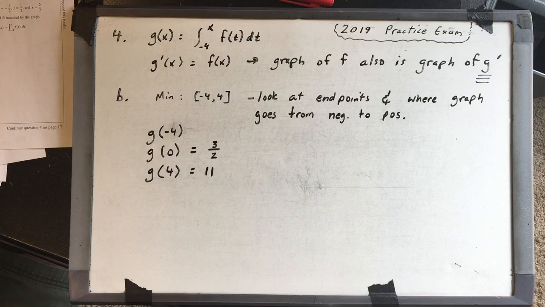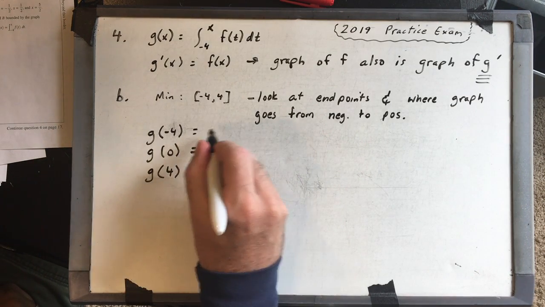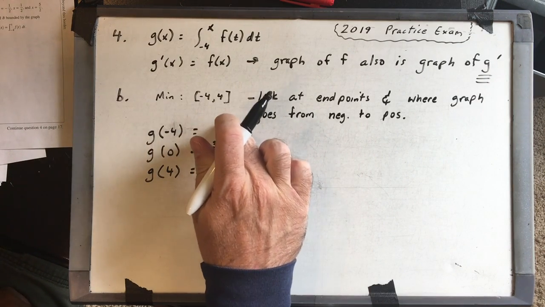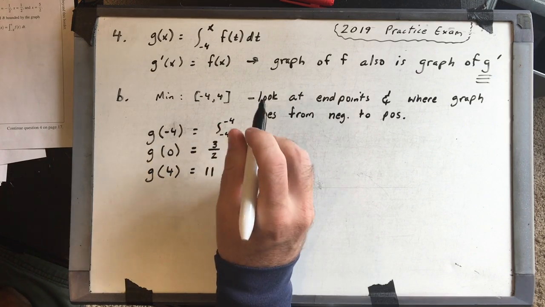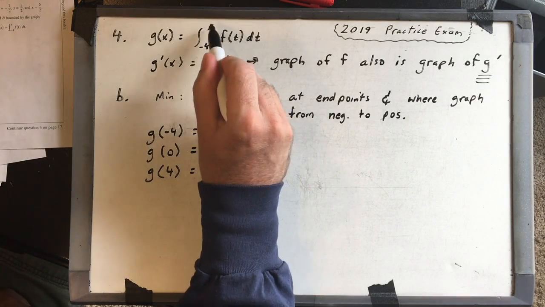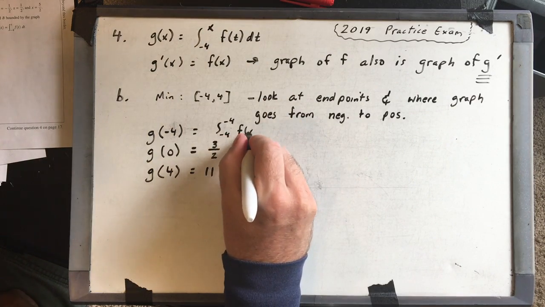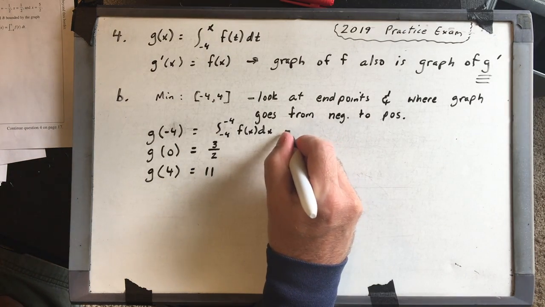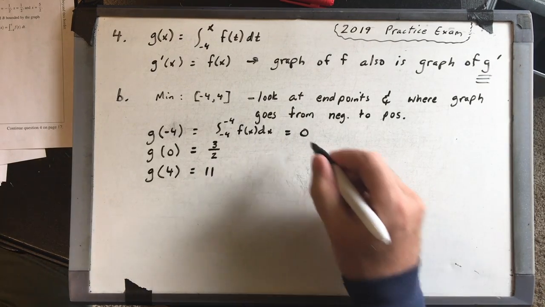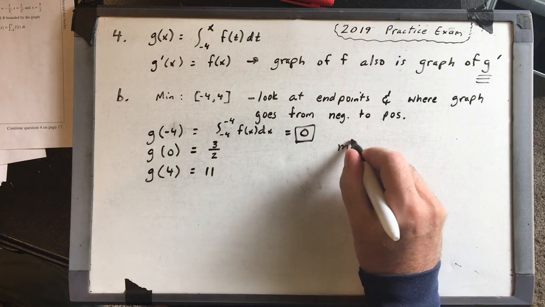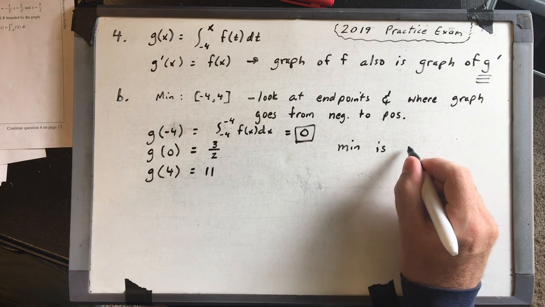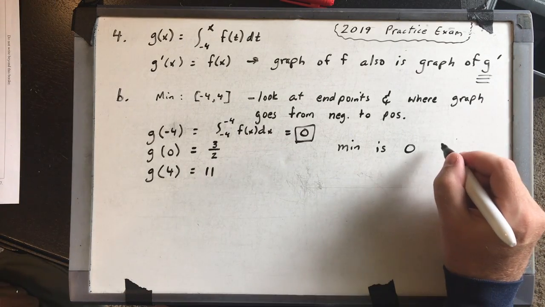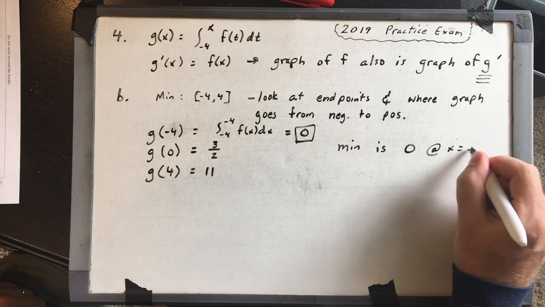So we got to figure out what is G of negative 4? Well, that's going to be from negative 4 to negative 4, because this function is defined from negative 4, so we're going to put negative 4 in for x of f of x dx. Well, what's area from a point to a point? That area is 0. Okay, so our minimum is 0. All right, and that occurs at x equals negative 4.